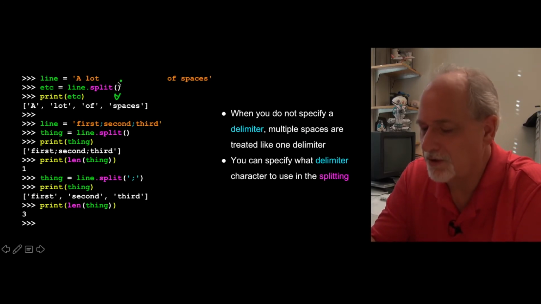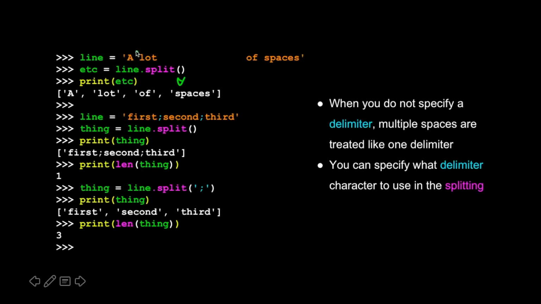Split with no parameters here looks for spaces, but it also treats a bunch of spaces as a single space. And so it's pretty smart about that. Even though this has a lot of spaces between lot and of, you only see lot, of, all the spaces are gone. It does something special about spaces. It's really white space, so tabs or new lines or other characters would also qualify in split, basically.